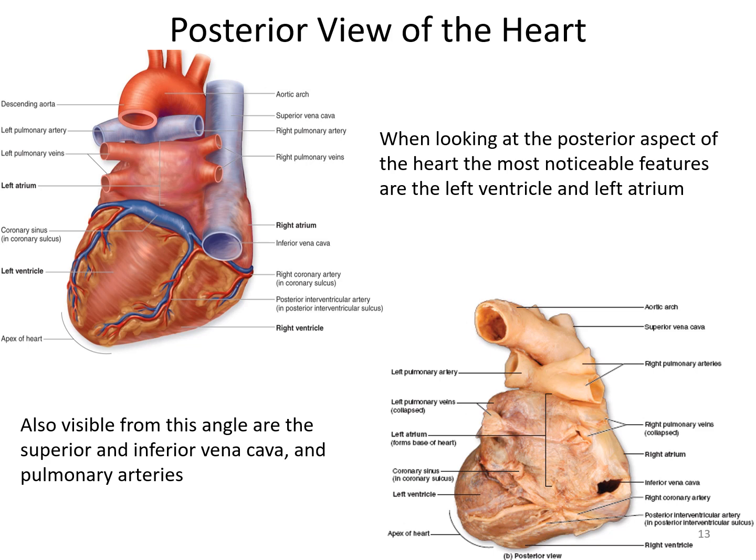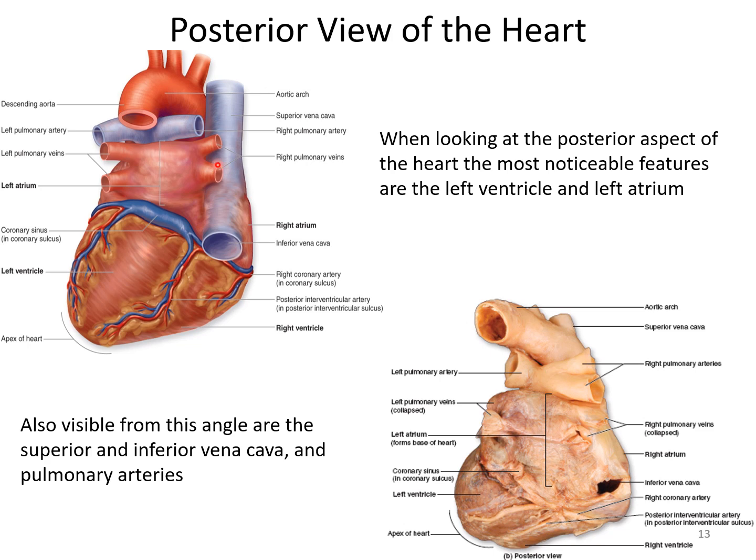Turning the heart around, looking at the posterior view of the heart, so now we're looking from the back. Some of the more noticeable features are going to be the left ventricle, so you can see much more of the left ventricle from the posterior side. The left atrium is this right here. You can see these vessels. These are the pulmonary veins. This is where the blood that's coming back from the lungs that just got oxygenated comes into the left atrium. It's going to come through these pulmonary veins right here.